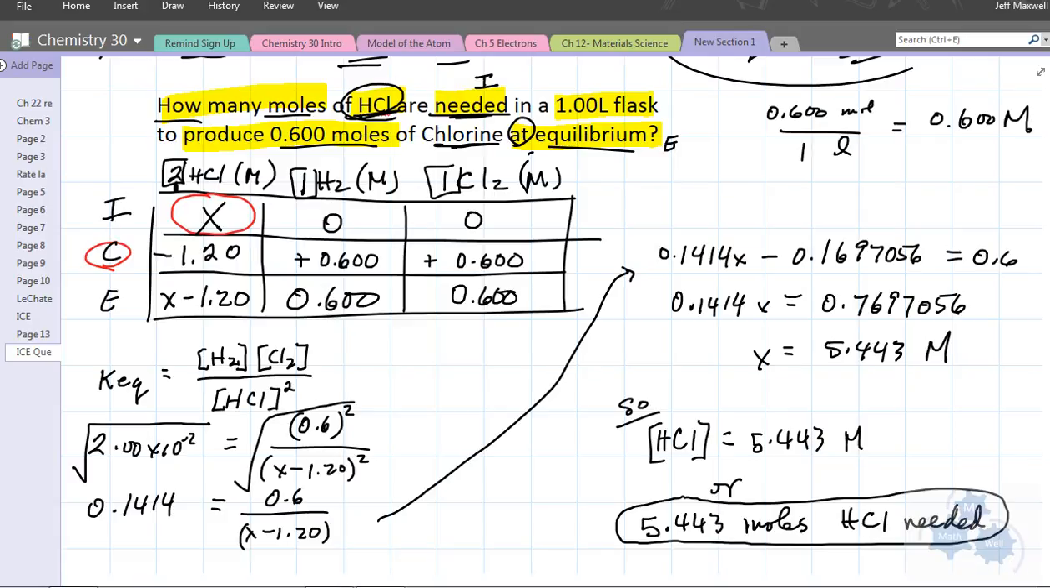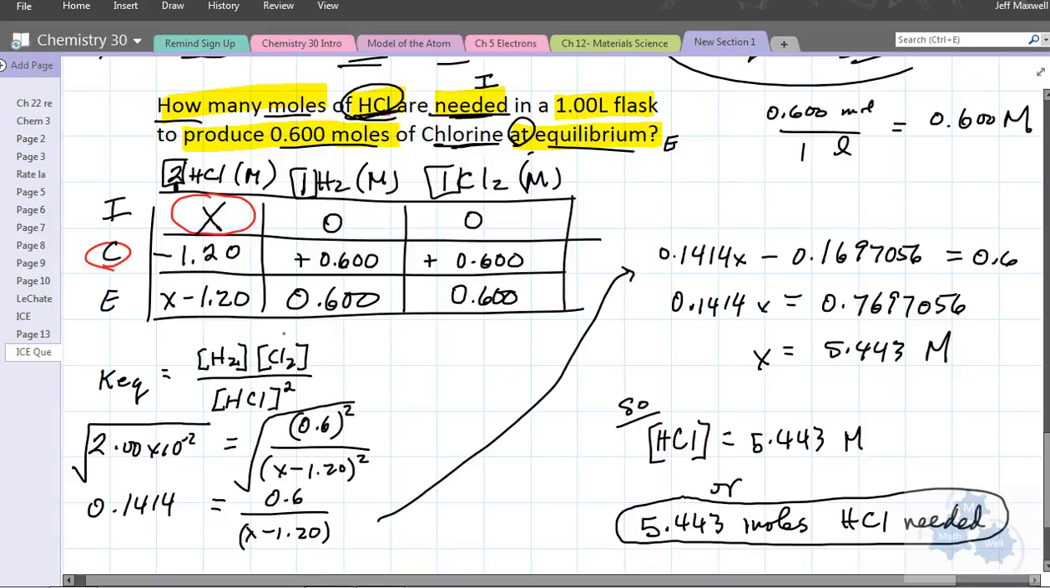Alright, so here's the rest of the problem. It should be up on the board there for you now. From the KEQ expression, you fill in all your values, right? You have both of these squared up here on the right side, so you take the square root of both sides. You multiply both sides by x minus 1.20, and you get this. You only have x in one spot, so it's pretty easy to isolate x, and you should get this.